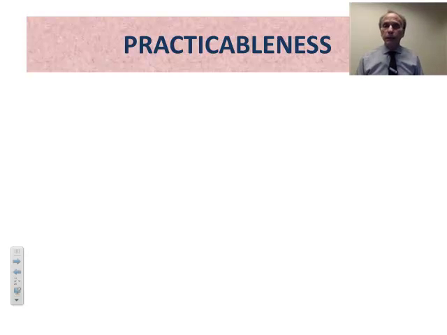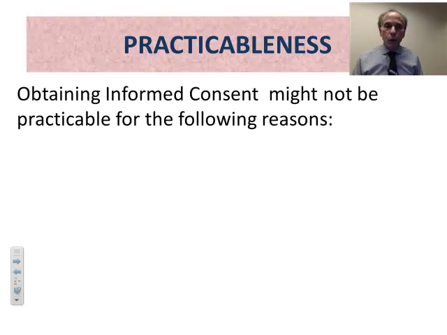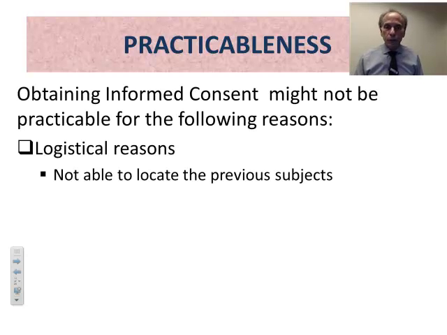Obtaining informed consent might not be practicable for 2 major reasons. One involves logistical reasons. For example, researchers conducting retrospective record reviews might not be able to locate the previous subjects to obtain their informed consent, either due to inaccurate contact information or maybe many of the subjects might have died.